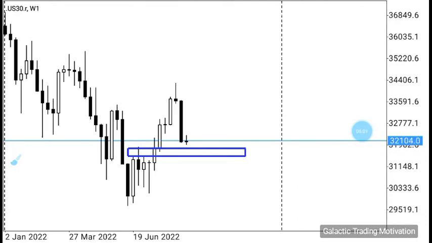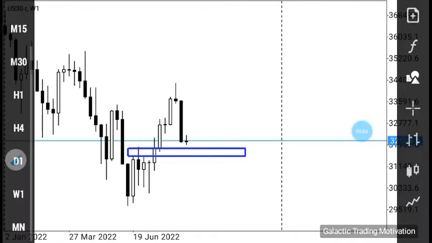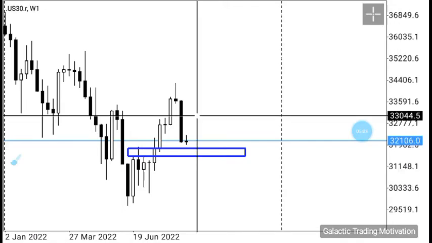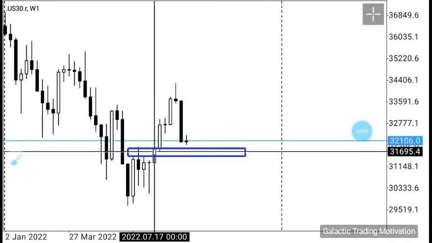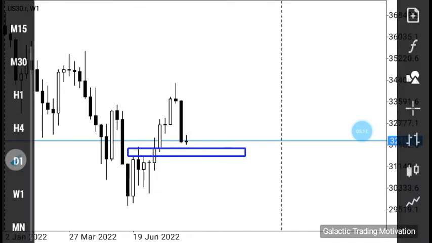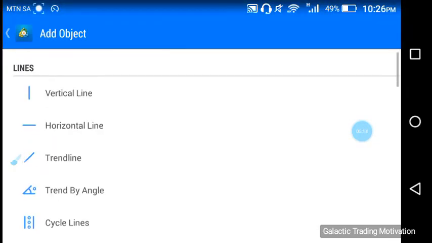The next thing I'm going to do is add the Fibonacci retracement tool. I just want to see if this neckline aligns with any of the key numbers that we have on that particular tool. So just bear with me. Let's see. Fibonacci.